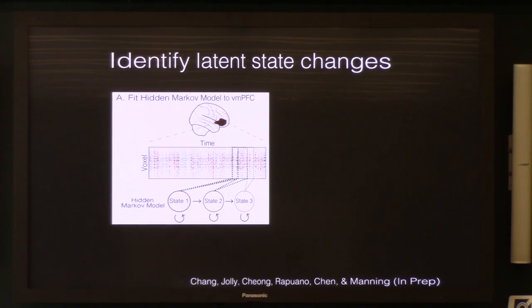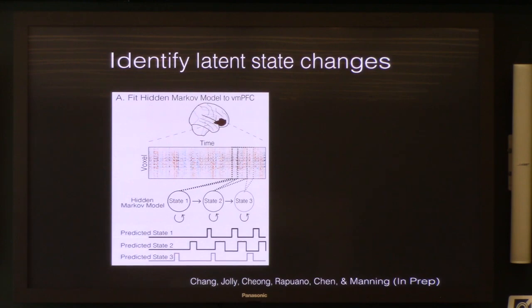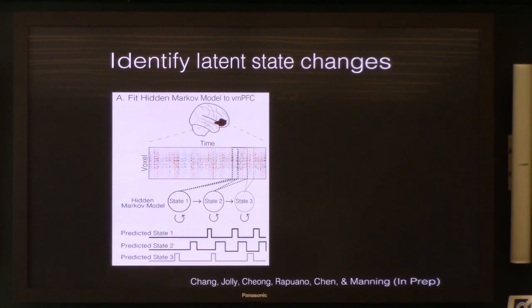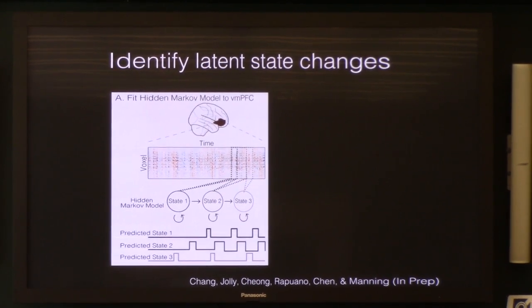So we have a matrix that's basically voxels in the vmPFC by time. We did a PCA on this just to make it orthogonal for our hidden Markov model, and then we're trying to estimate what states they're in and what the transition probability is. And this, we can run the model back through the data and then get a prediction for, given a moment in time, what the model thinks that subject's state is.